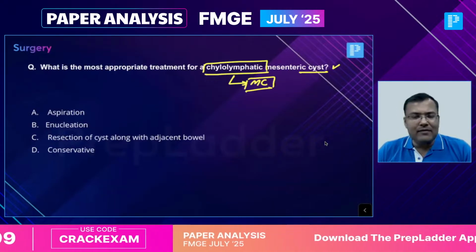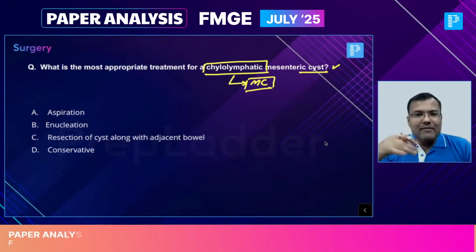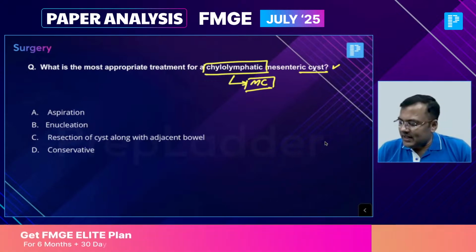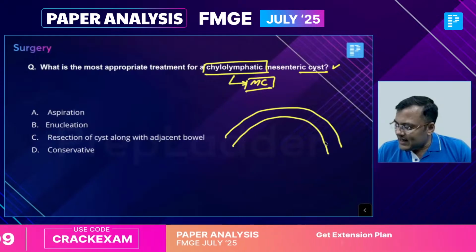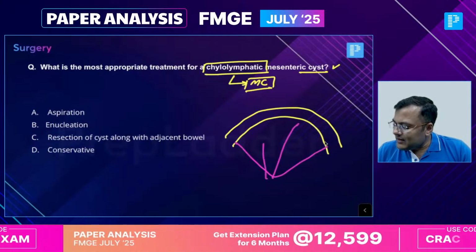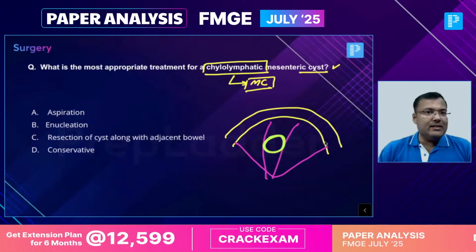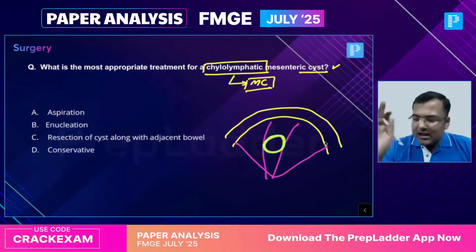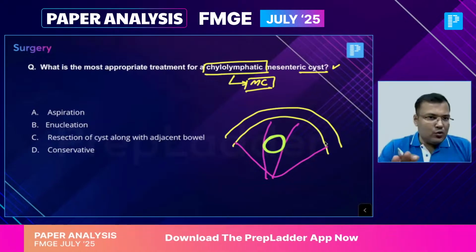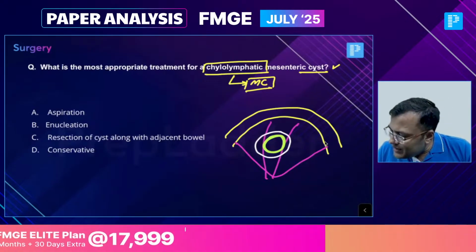What do you mean by chylolymphatic? Chylo means chylous component, so there is chyle. Lymphatic means arising from lymphatics. Now see here, this is the bowel, this is the mesentery, and this is the chylolymphatic cyst. It has its own independent vascular supply, no shared wall, no shared vascular supply. In that case, go for enucleation.